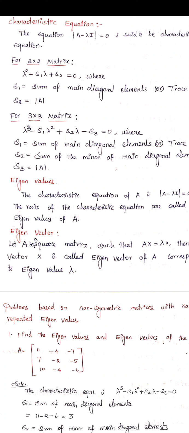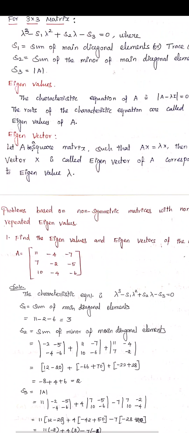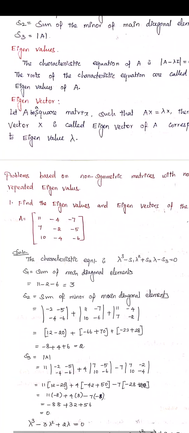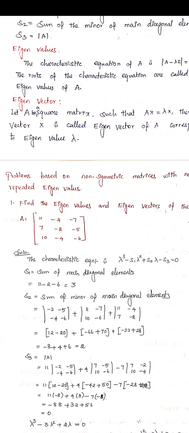Next one, we will discuss the topic eigenvalues. The characteristic roots of this characteristic equation are called the eigenvalues of A. Next one is eigenvector. Let A be a square matrix such that Ax equal to lambda x, then the vector x is called the eigenvector of A corresponding to the eigenvalue lambda.